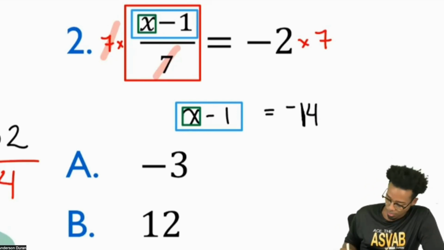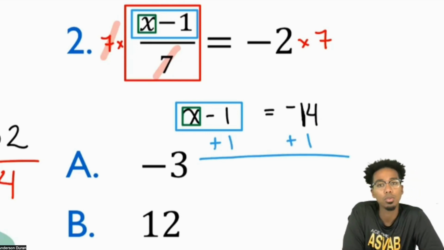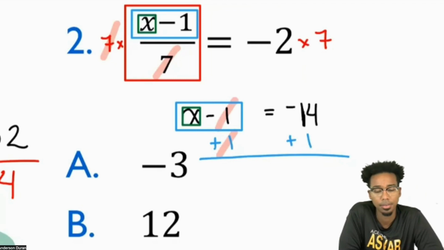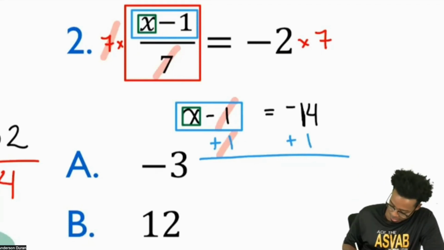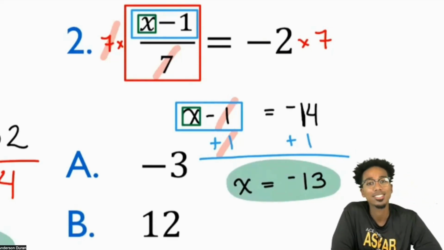Now, the last thing we need to do here is get rid of that minus 1, which means that we will add 1 to both sides. That's how we're going to get rid of that minus 1 right there. And now we're dealing with negative 14 plus 1. Everybody, negative 14 plus 1 is the same thing as 14 minus 1, but negative. 14 minus 1 is 13, so it'll be negative 13. x equals negative 13. And boom, we're good there as well.